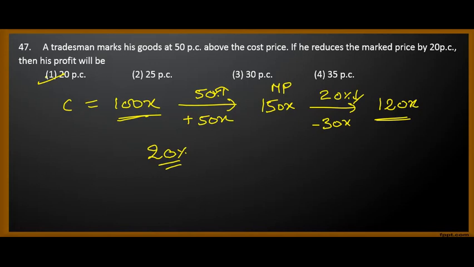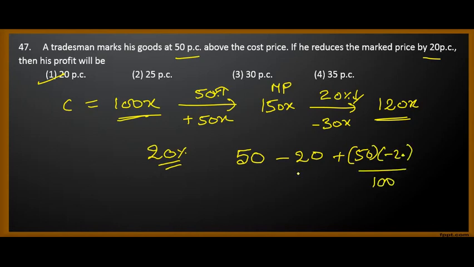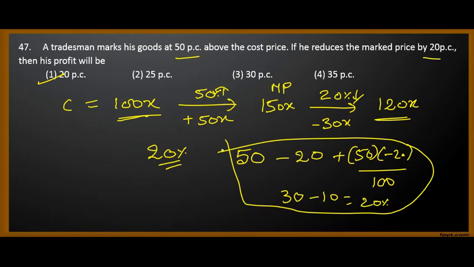Or you can go with another method. There are 2 successive percentage changes, an increase followed by a decrease. Straight away you can go with the formula x plus y plus xy by 100. When there is an increase, take positive. When there is a decrease, take negative. First of all, 50% is an increase. 20% decrease, so minus 20. Plus 50 into minus 20 by 100. 50 minus 20 is 30. Minus 10 is nothing but 20%. You can go with either method. So the answer is option 1.